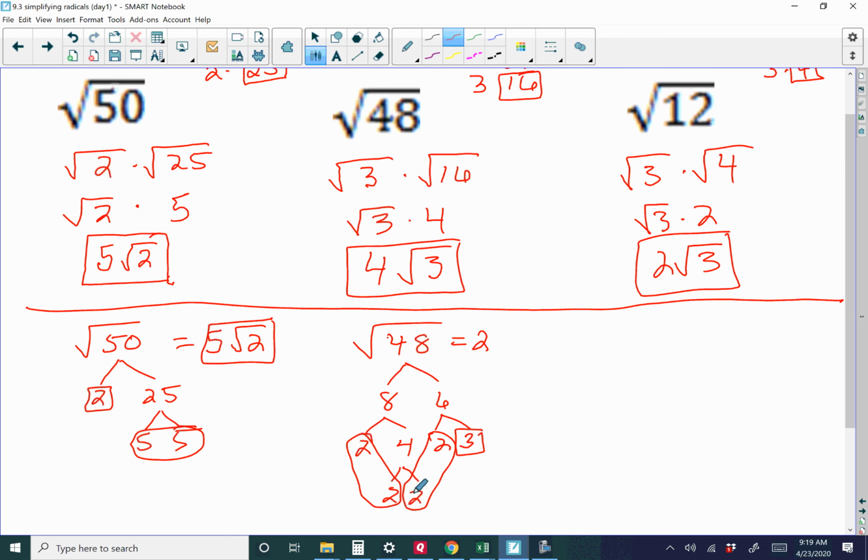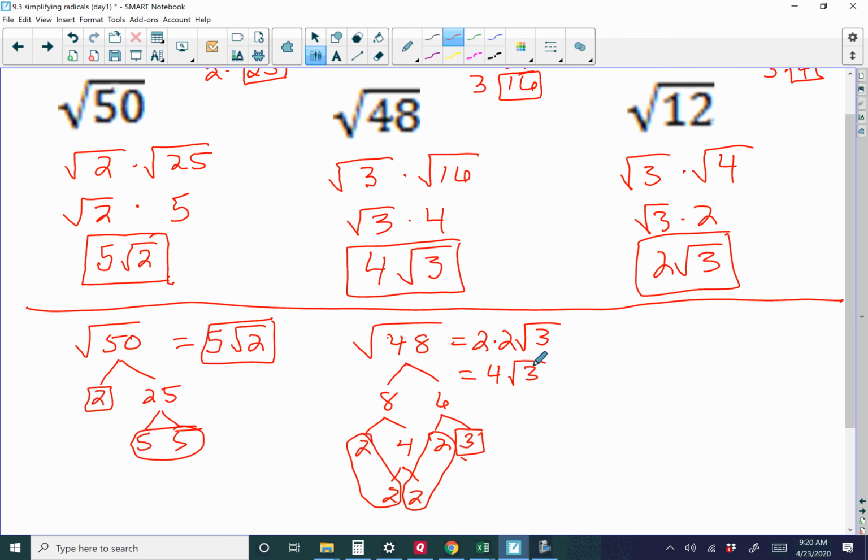There's one pair of 2's here. So I'm going to write another 2 in the answer, 2 times 2. And then the 3 that's by itself has to go back under a radical. So what's my answer here? 2 times 2 is 4 square root of 3.